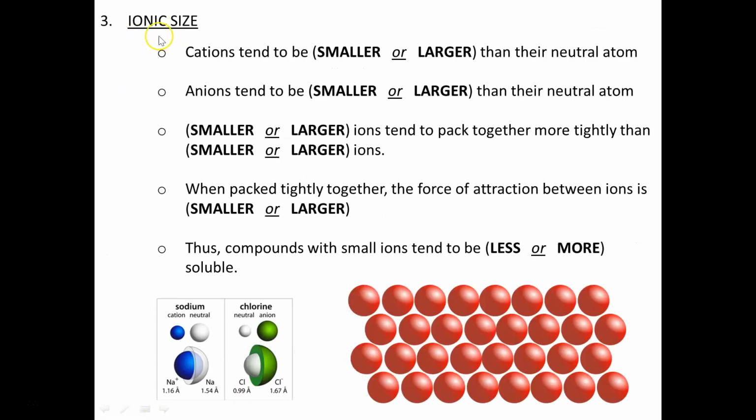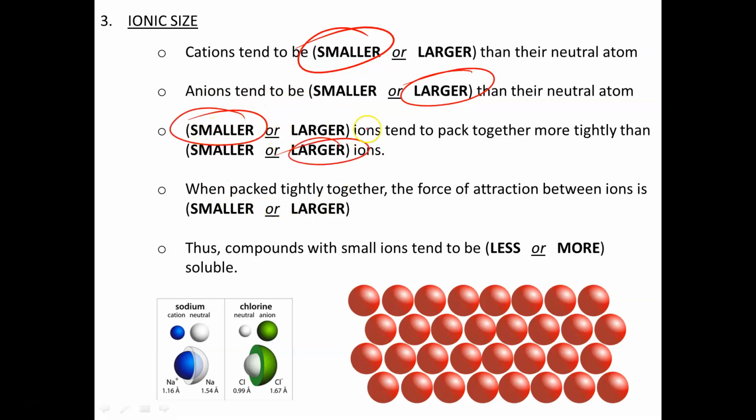Finally, the size of the ion also has an effect on solubility. If you recall, cations tend to be smaller than their neutral atoms. Because cations lose electrons to achieve stability, they tend to lose that outer valence shell. Once that outer valence shell disappears, they're much smaller. Anions, on the other hand, have the opposite effect. They are larger than their neutral atom. In order to become stable, nonmetals gain electrons to become anions, giving them that outer octet structure.